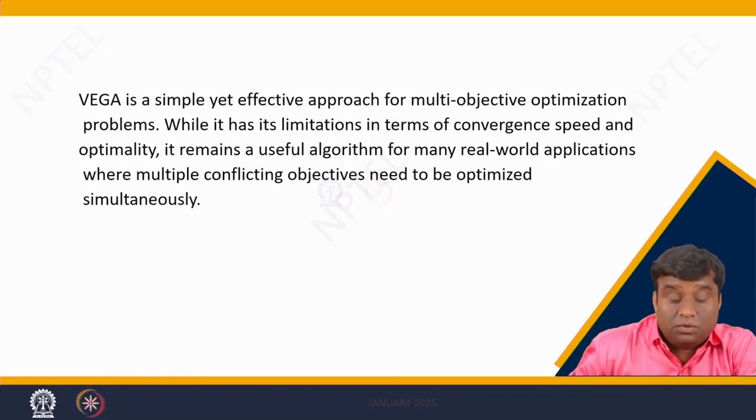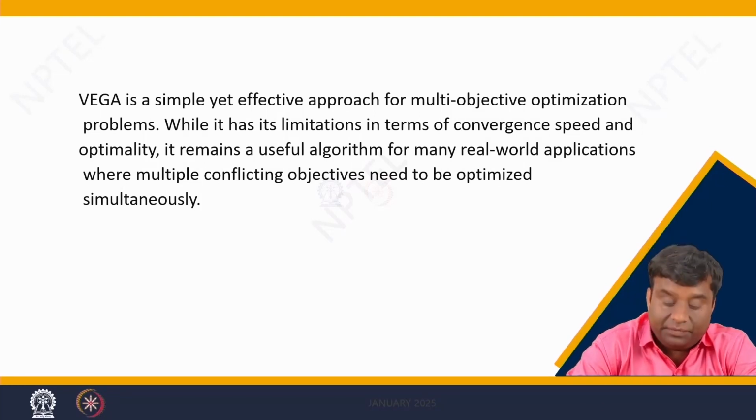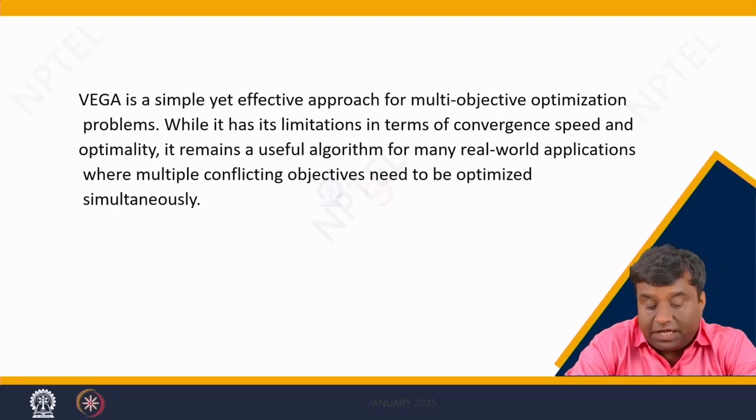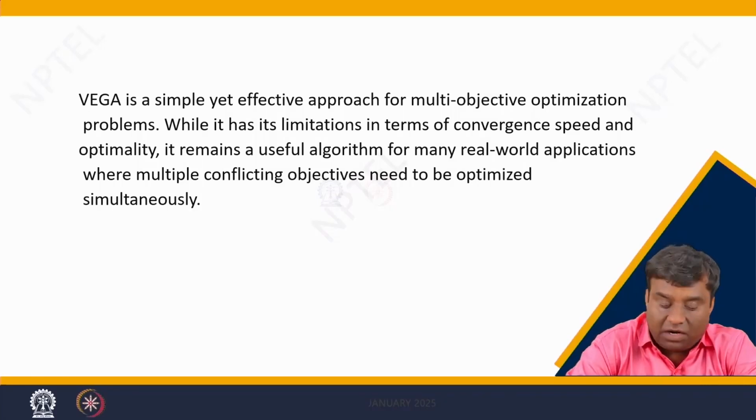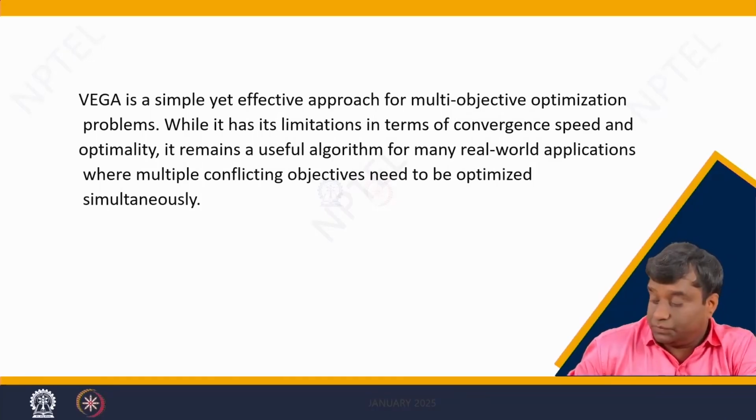So VEGA is a simple yet effective approach for multi-objective optimization problems. While it has its limitation in terms of convergence speed and optimality, it remains a useful algorithm for many real-world applications where multiple conflicting objectives need to be optimized simultaneously.